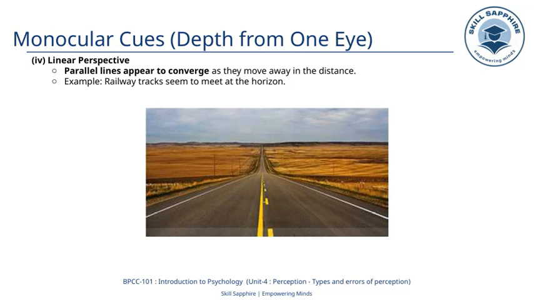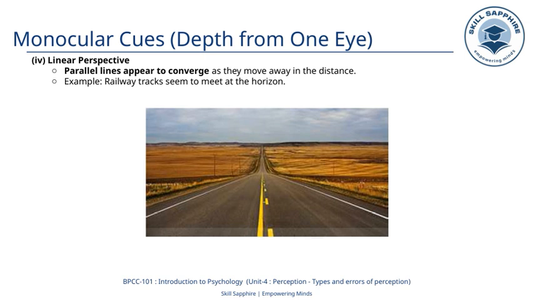Now, let's talk about one of the key monocular cues for perceiving depth from just one eye, which is linear perspective. This is a fascinating concept because it shows how our brain interprets depth based on how lines behave in our visual field. Essentially, parallel lines, like railway tracks, seem to converge as they extend into the distance. The closer they get to the horizon, the more they appear to meet. This convergence gives us a powerful visual cue that helps us judge distances and the spatial layout of our environment.